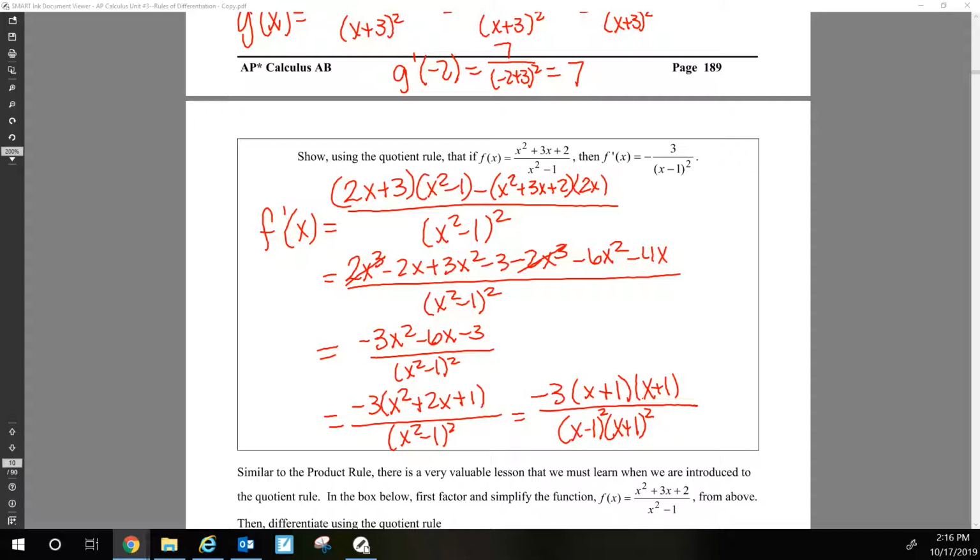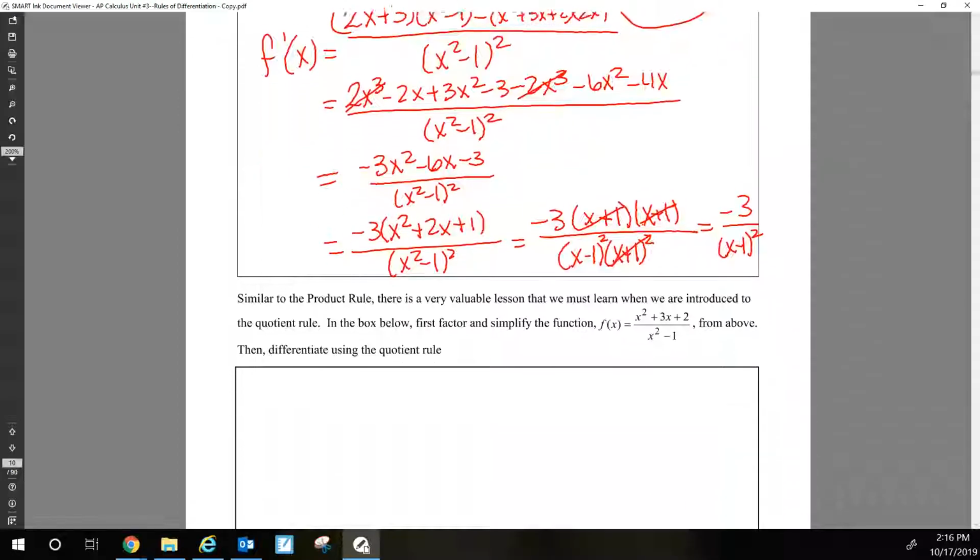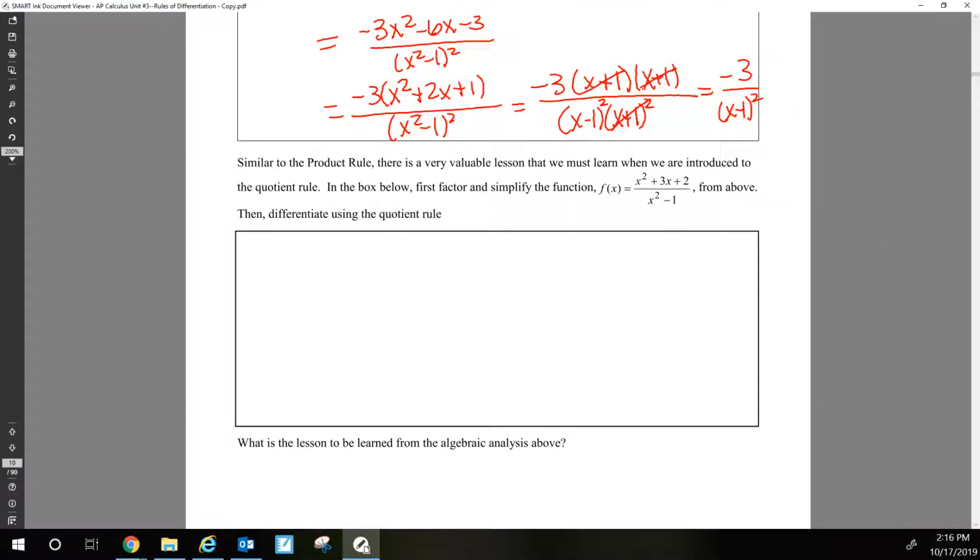All right, what cancels out here? I've got an x plus 1 and an x plus 1, and I've got 2 x plus 1s down here. These guys all cancel out, and we're left with negative 3 over x minus 1 squared, which is what we have up here. So we did a good job showing that. All right, similar to the product rule, this is a very, very valuable lesson that we must learn when we are introduced to the quotient rule.